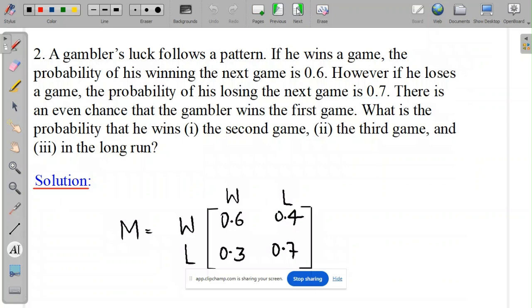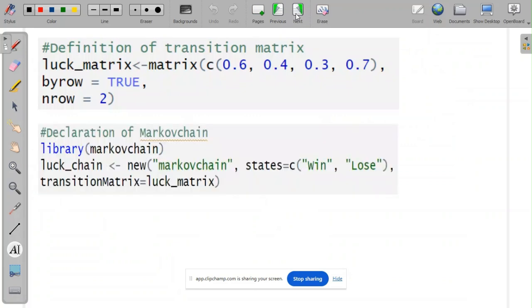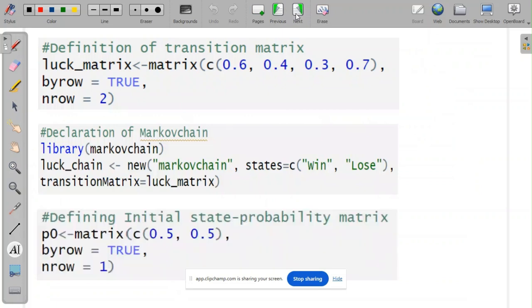And we are to find out three probabilities: the chance that he wins the second game, the third game, and in the long run. We'll execute this code by first defining the transition matrix, the 2 by 2 matrix, like in the previous question. And we'll declare the Markov chain. I'll call the Markov chain the luck chain, the corresponding matrix the luck matrix. And then we'll also define the initial state probabilities, a one row, two column matrix whose entries are 0.5 and 0.5.